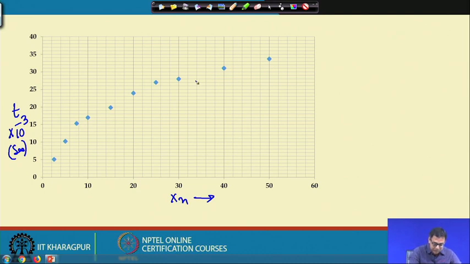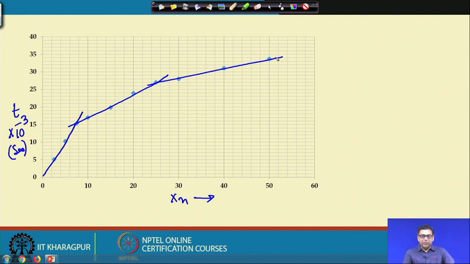So, what are these slopes? We can identify them. This is one slope, the next one is this one, and the third one is this one. So, from this test data, we can determine that this slope will give 1 by V p 1, this slope will give 1 by V p 2, and this slope will give 1 by V p 3.